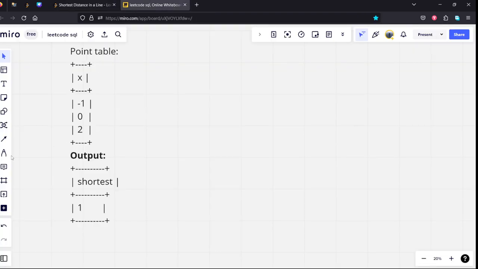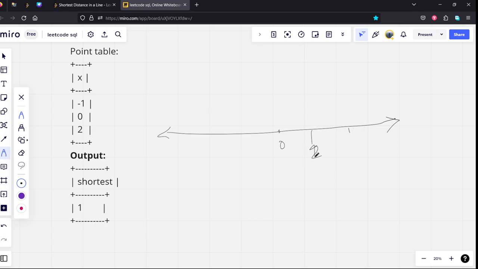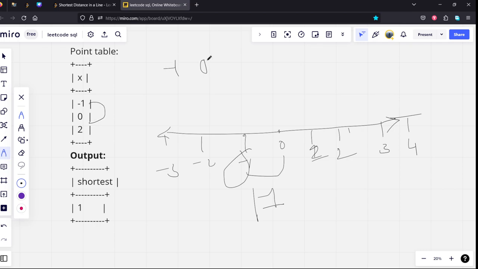Let us imagine a line, an x-axis, with 1 2 3 4 and again -1 -2 -3. With respect to -1, the distance between -1 and 0 is what? It is 1, because the distance is always positive. From -1 to 0, the distance is 1. From -1 to 2, it is 1 1 1, it is 3.